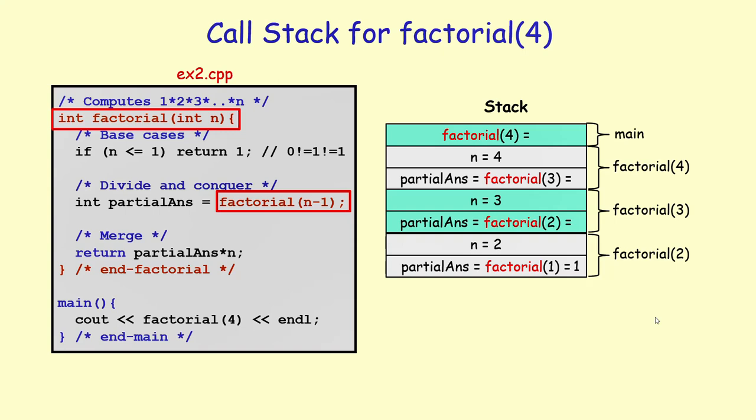We are now in the context of factorial 2. The value of the partial answer is 1. We continue and execute the merge step. It says partial answer times n. So partial answer is 1, n is equal to 2. We are going to execute 1 times 2, that's 2.